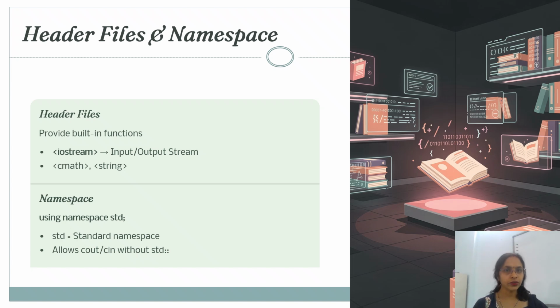Without this, if we do not want to write the standard namespace, then we have to write std::cout and std::cin every time. So to avoid the repetitive writing, we just use the namespace std. That means the namespace helps to avoid writing std again and again.